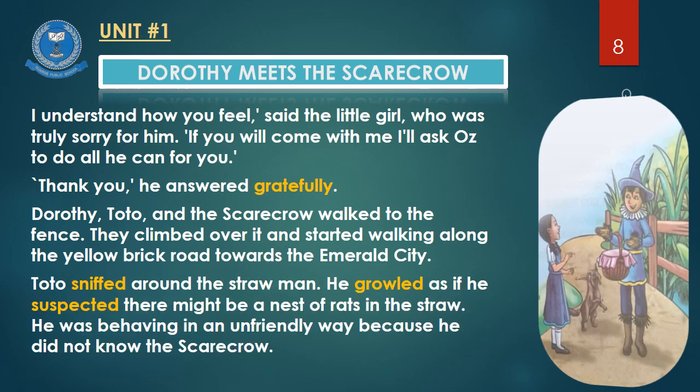Toto sniffed around the straw man. He growled as if he suspected there might be a nest of rats in the straw. He was behaving in an unfriendly way because he did not know the scarecrow.